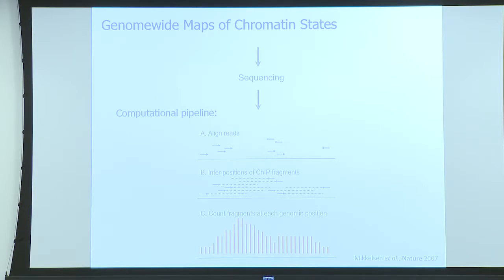In general, the idea is that when you take your library and put it on the sequencer, it spits out a file that has a lot of reads, which are just sequences of letters. Then you need to align them to a reference genome, which is one of the things that we're going to do today. We build maps of where they align and where the highest levels are, and then we get the peaks that you've seen.